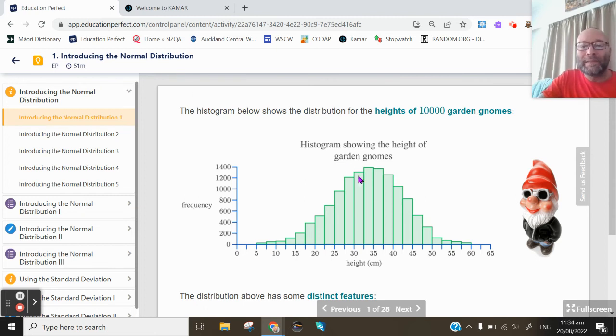In this video lesson, we are going to be introducing the normal distribution. So let's have a look at this example. We've got a histogram that shows the height of 1,000 garden gnomes.